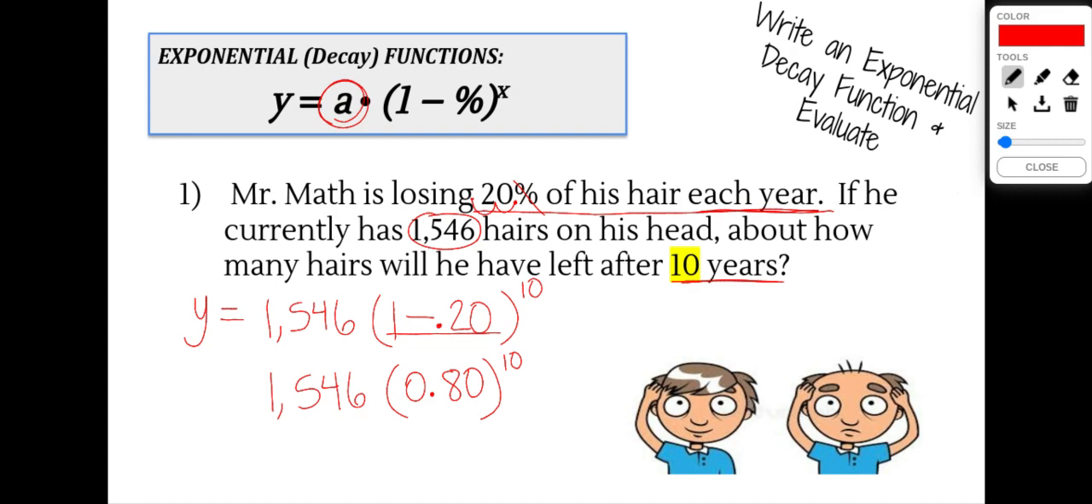Now go ahead and just type it into your calculator or do order of operations, and we're going to figure out the approximate hairs on his head. If you round this to the nearest whole number, about 166 hairs. Sorry, Mr. Math. You are going to be bald soon. Very few hairs left on your head. Okay.